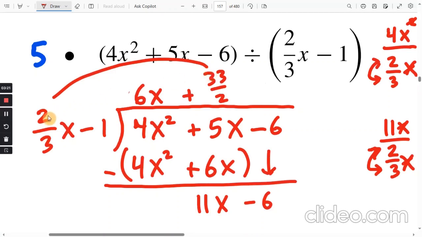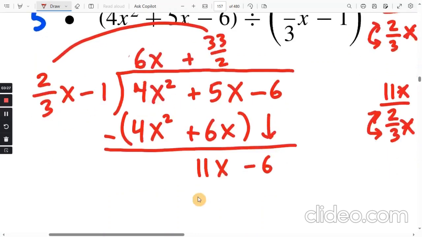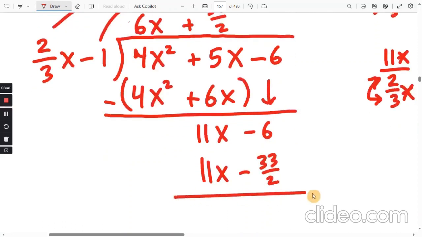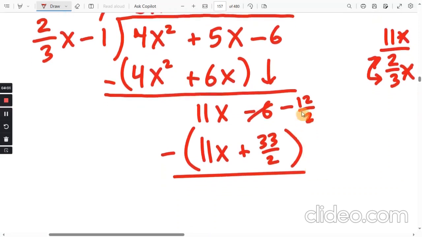33 times 2 is 66. And 2 times 3 is 6. 66 divided by 6 is 11. And we still have the x right here. And 33/2 times negative 1 is going to be negative 33/2. Okay, finally subtracting. 11 minus 11 is gone. The two negatives here make it positive. And the denominator here is 2, so we need a common one. Negative 6 is the same as negative 12 over 2. Negative 12 plus 33, or 33 minus 12, is going to be 21, and we have a 2 in the denominator.